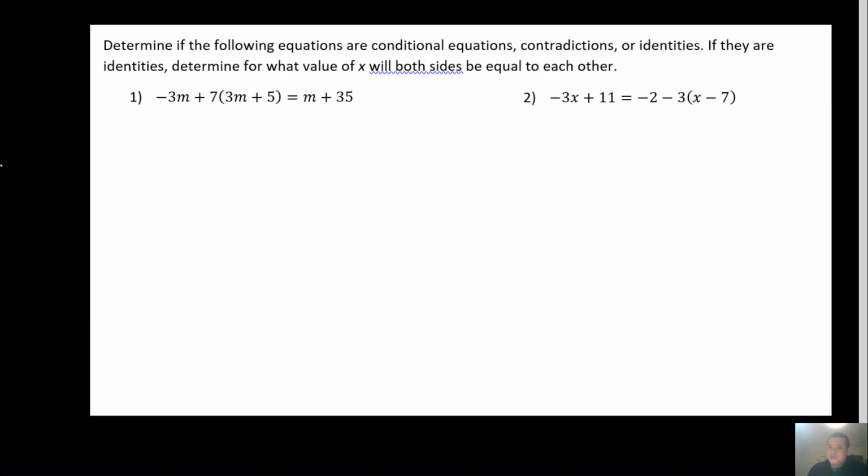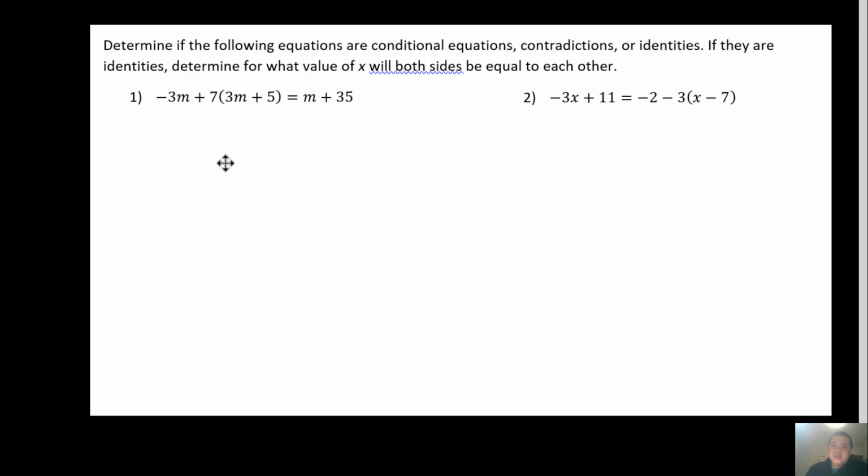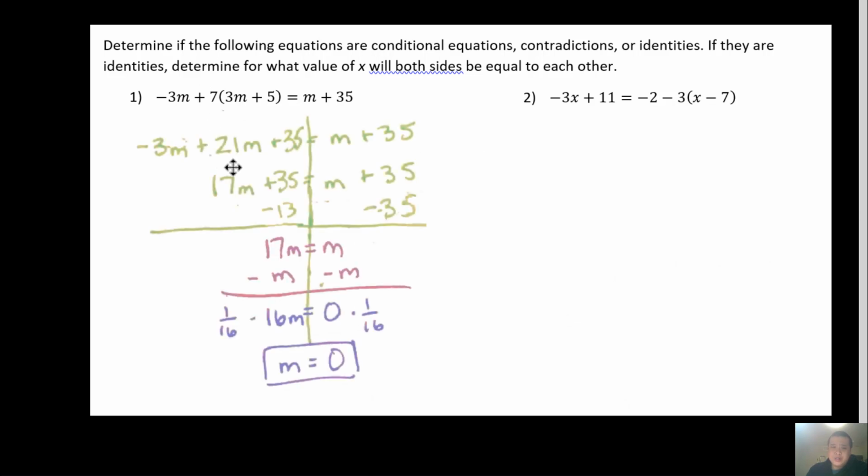So go ahead and try number 1 and number 2 on your own and see what you get. Determine if they are conditional equations, contradictions, or identities, and if they are conditionals, please determine what x, or the variable, should equal. So here, it's going to be m equals 0. Okay, so this is a conditional equation. The condition is m equals 0. That's when both sides are equal to each other.